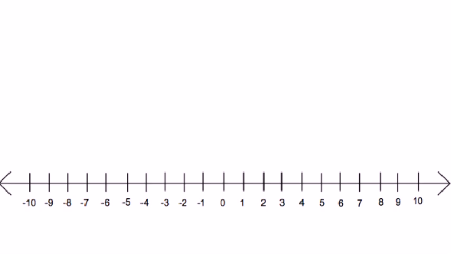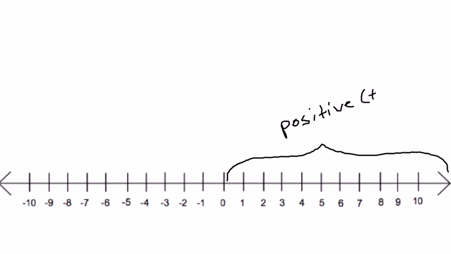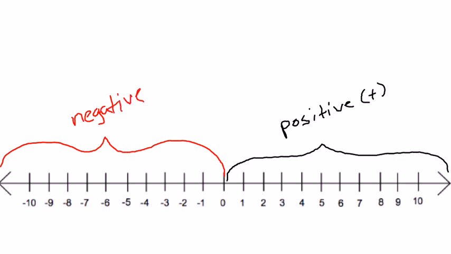On the number line, all of the integers located to the right of 0 are called positive integers. These are also known as our whole numbers, and we use the plus sign to represent these positive integers. All of the integers located to the left of 0 on the number line are called negative integers, and we use the minus sign to represent these. So we can really just think of integers as all of the whole numbers and their negative counterparts.